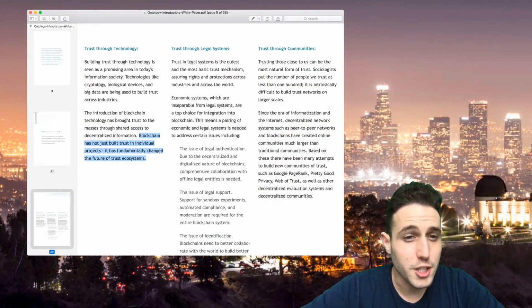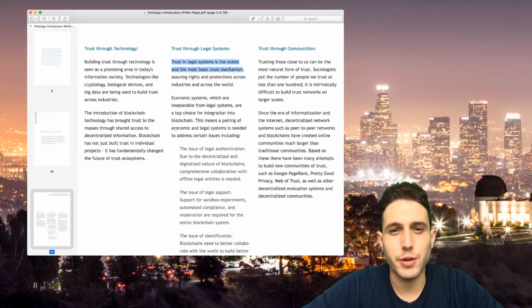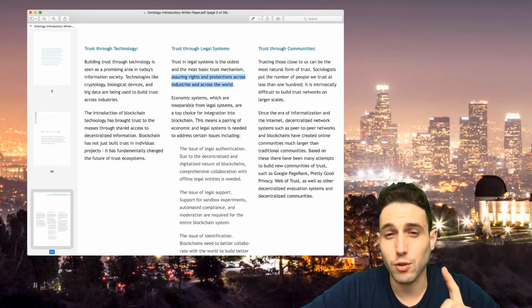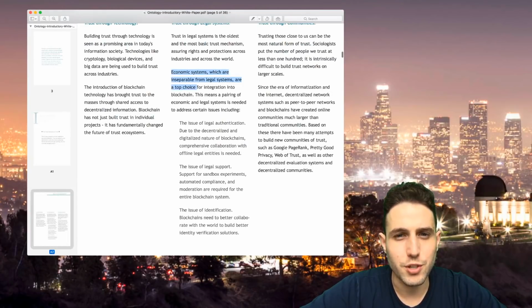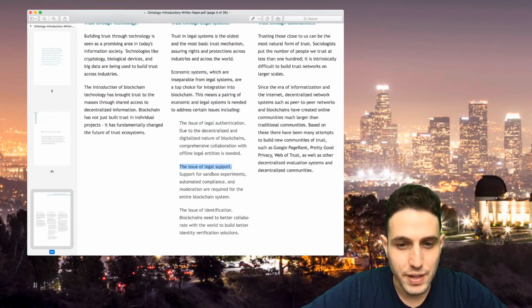Blockchain has not just built trust in individual projects, it has fundamentally changed the future of trust ecosystems. So trust in legal systems is the oldest and most basic trust mechanism, and this is assuring rights and protections across industries and across the world. Economic systems, which are inseparable from legal systems, are a top choice for integration into the blockchain. This means that pairing economic and legal systems is needed to address certain issues, including the issue of legal authentication, the issue of legal support, the issue of identification.